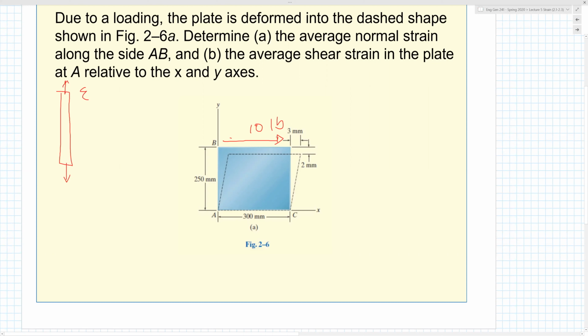So the question now is asking, right? Due to the loading, the plate is deformed into the shape shown. Determine A. There's two things that we're going to do: the average normal strain along side AB and the average shear strain. So I'm getting two pieces of information, okay? And let's decouple each one.